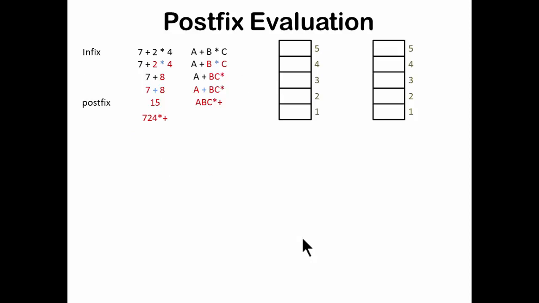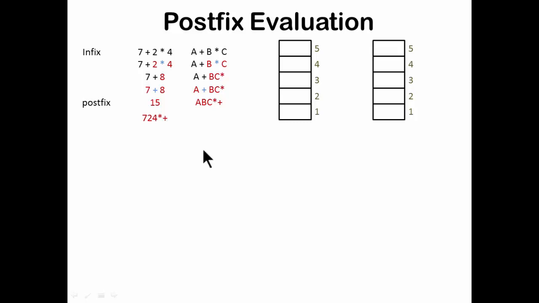Evaluation of the postfix notation. Now suppose you have got a postfix notation over here, that is A, B, C, star and plus. Can I use a stack to evaluate it as well? If I assume the value of A to be 7, B to be 2, C to be 4, then I can write this expression in terms of the values as 7 2 4 asterisk plus.